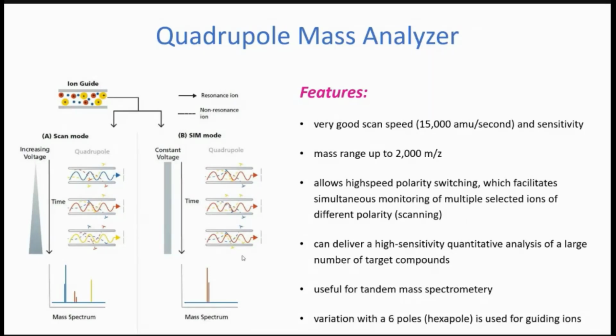One variation of a quadrupole mass analyzer is called a hexapole. It has 6 poles. Usually there's a hexapole in every mass spectrometer that is small and used for guiding ions. They tend to use this just to move ions through the system, not necessarily as a selector or a filter.